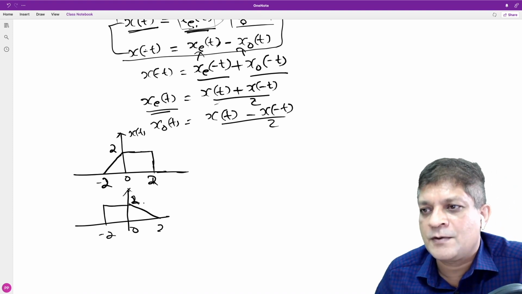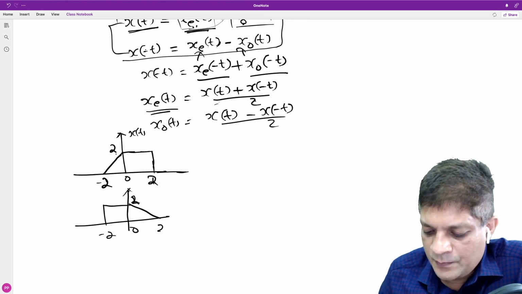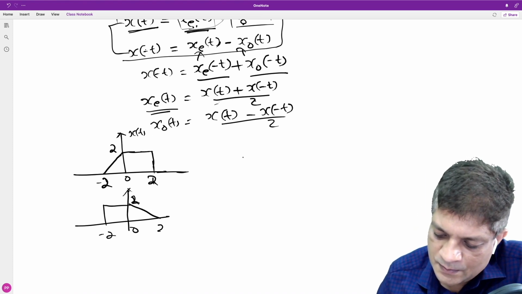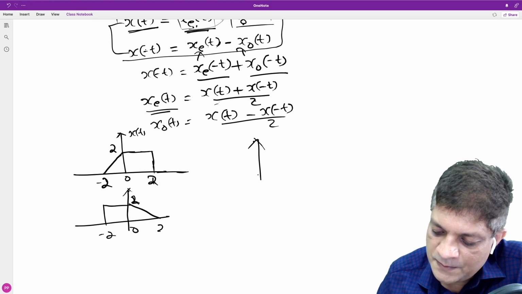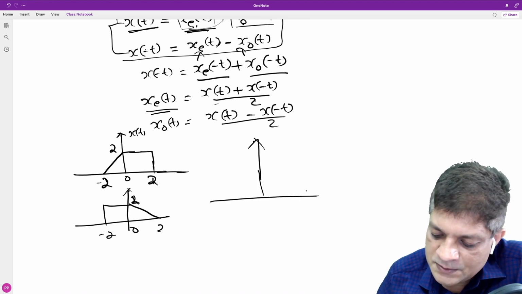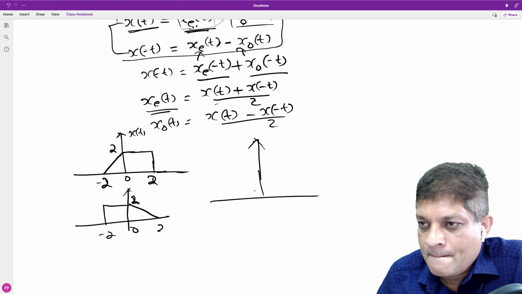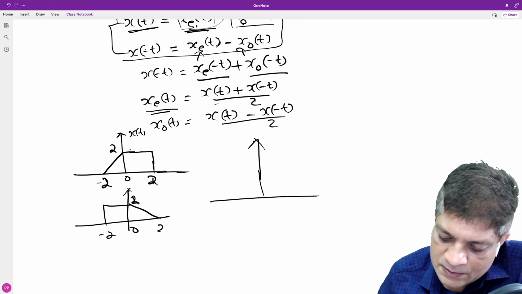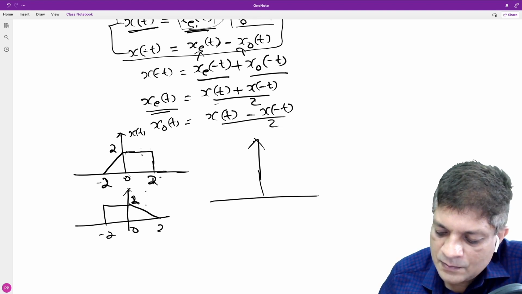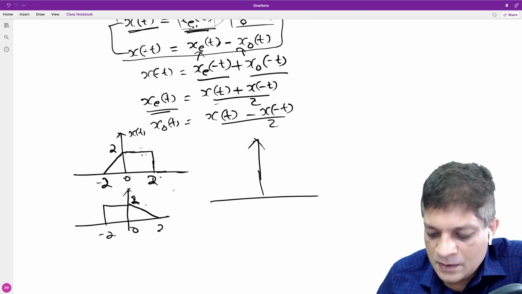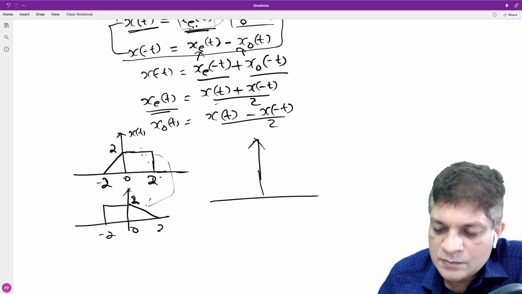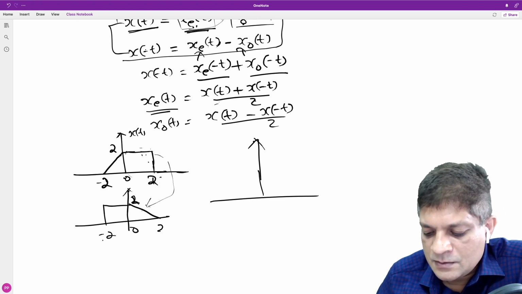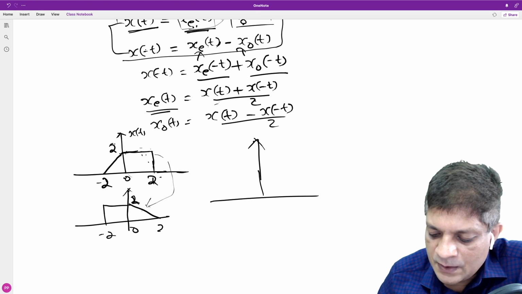This is the time reflection operation. Now, if you add these two signals, what is the signal? x_e(t), the even part of that signal. What will happen? Let us consider this first. In this interval 0 to 2, this is the signal. We have to add these two signals. So can we say that this is a constant value 2?